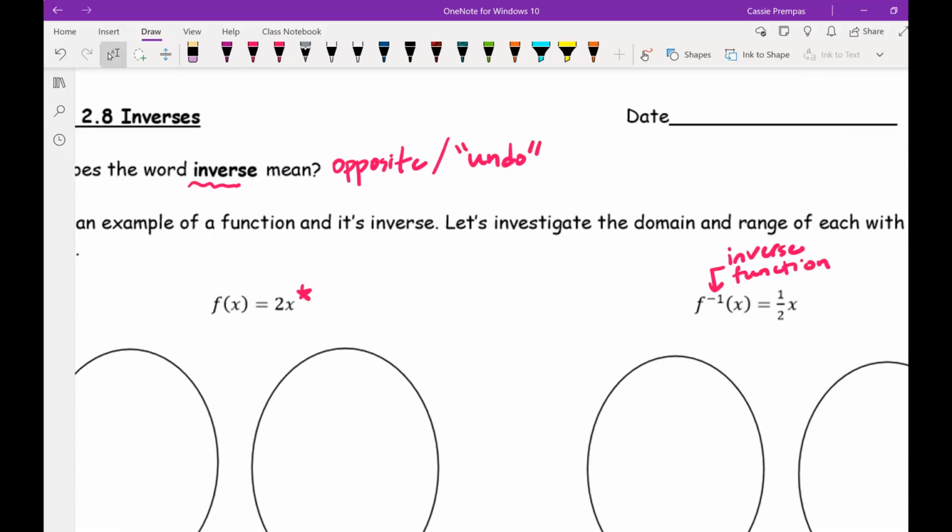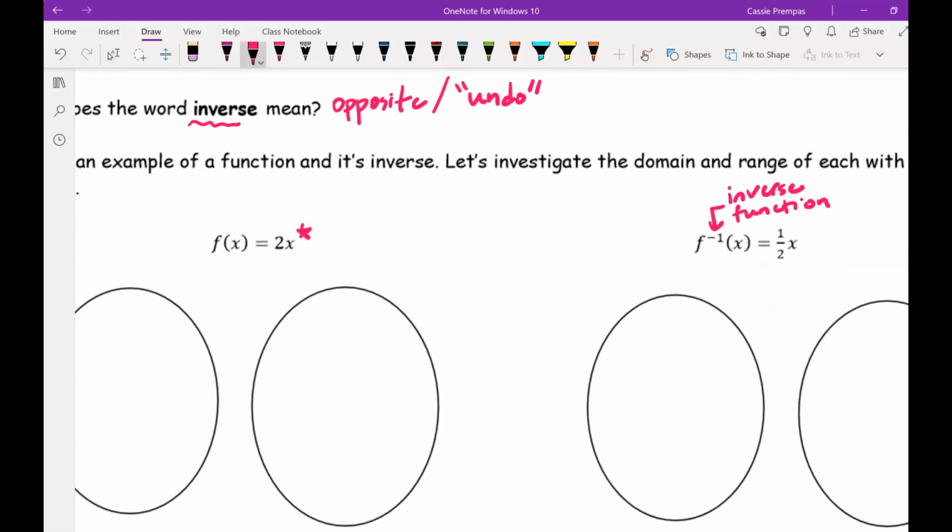Okay, we're going to take a look, by using a mapping diagram, at what we notice about a function and its inverse. Now, you haven't been taught yet how to find the inverse. You will be, but you could probably figure that out right here. This function is 2 times x. This function is really x divided by 2, or 1/2 x. So you notice the multiplication and division undo each other.